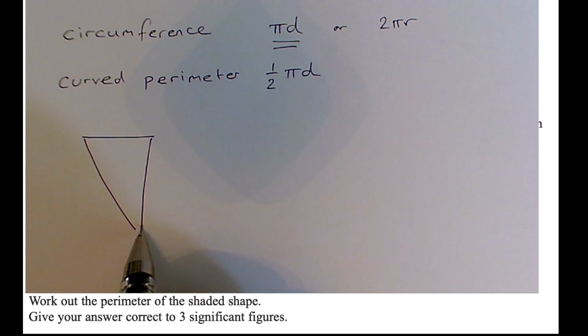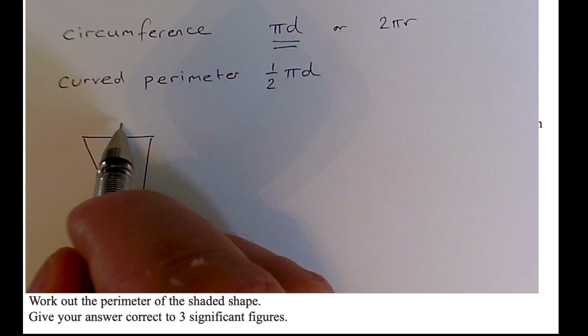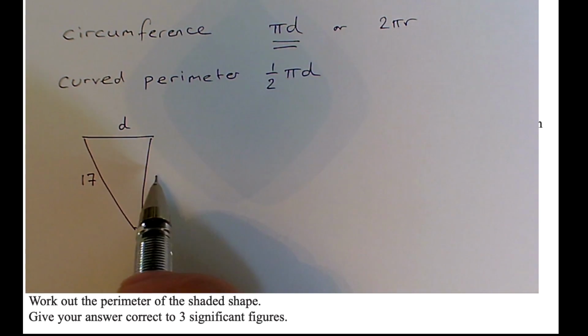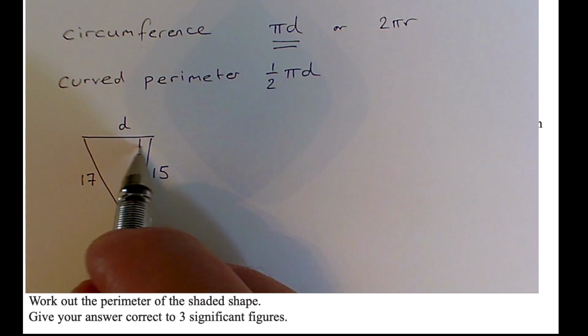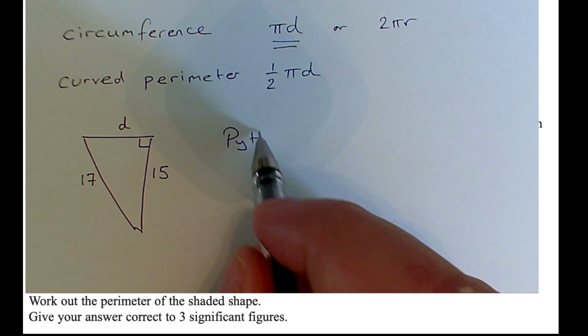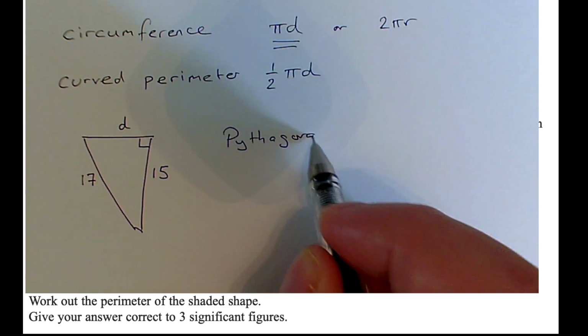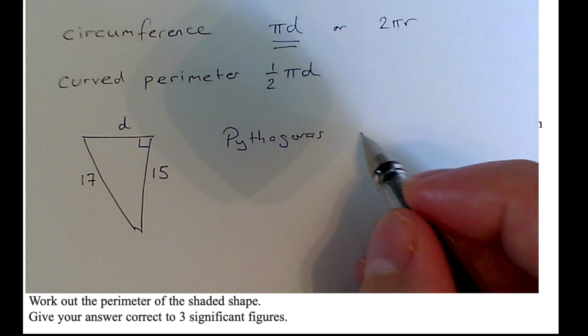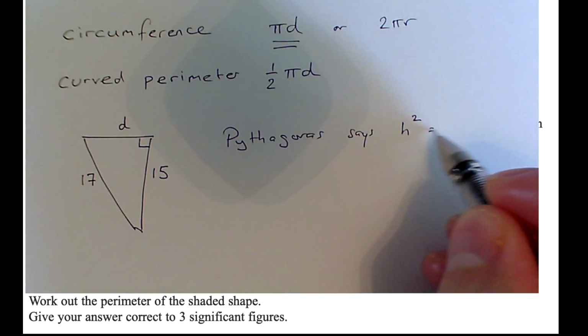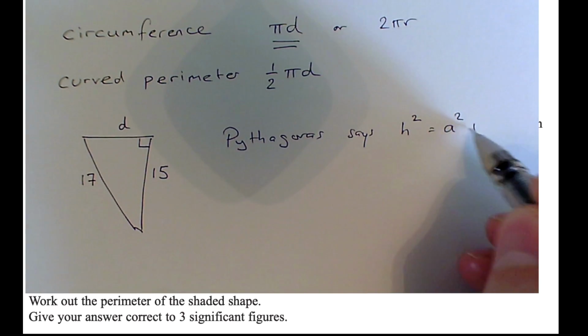So I've got this right-angled triangle, and the hypotenuse is 17, isn't it? We've got a leg which is 15, and we've got this diameter of the circle, which I'm going to call d. So let's jot down what I know about Pythagoras. Pythagoras says that the hypotenuse squared, h squared, is equal to a squared plus b squared.